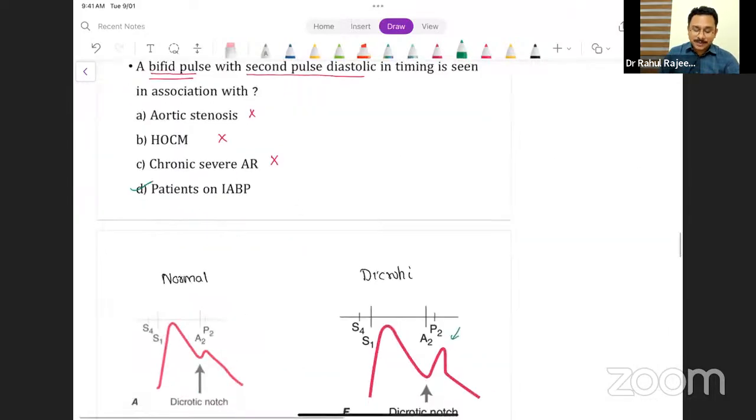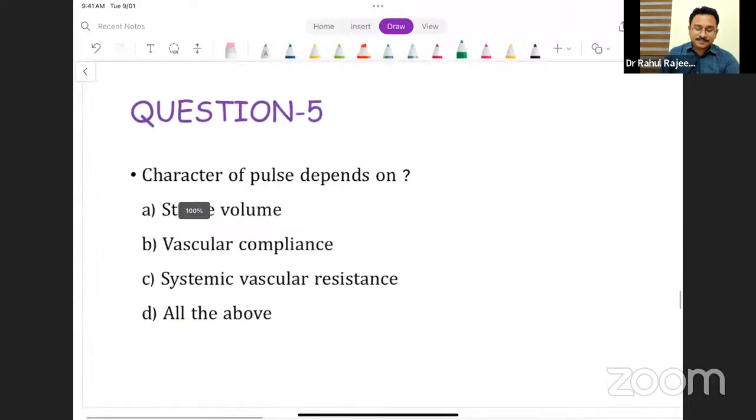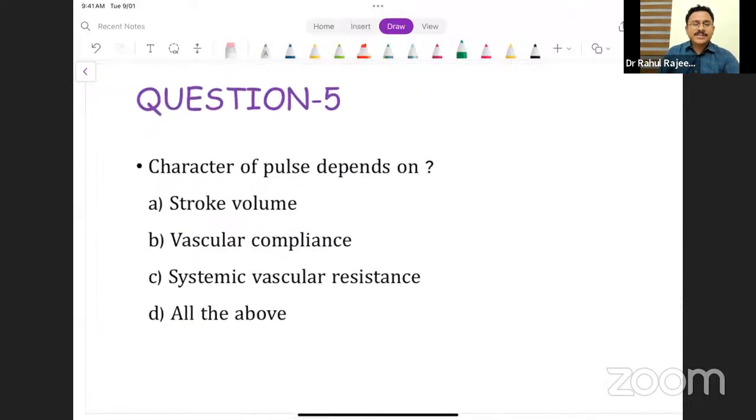Okay, right. Moving to question number 5. Again, a basic physiology question. The character of a pulse. It depends on what all factors. Stroke volume, does it depend? Yes. Does it depend on the vascular compliance? Yes. Does it depend on the systemic vascular resistance? Yes. And the answer is going to be all of the above. So the character of the pulse depends on all these factors. Right. So I think we are done with that question as well.